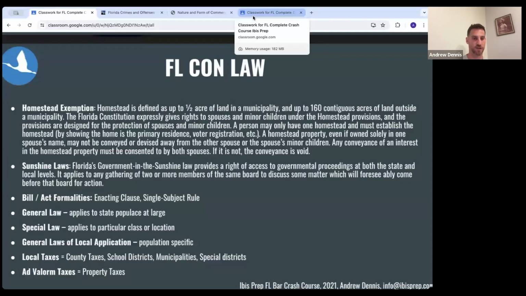the governor for signature. General law applies to the state populace at large. Special law applies to a particular class or location or county. And then general laws of local application or population specific. Note that special laws are subject to a vote or referendum. Local taxes could be like county taxes, school districts, municipalities, or special districts.